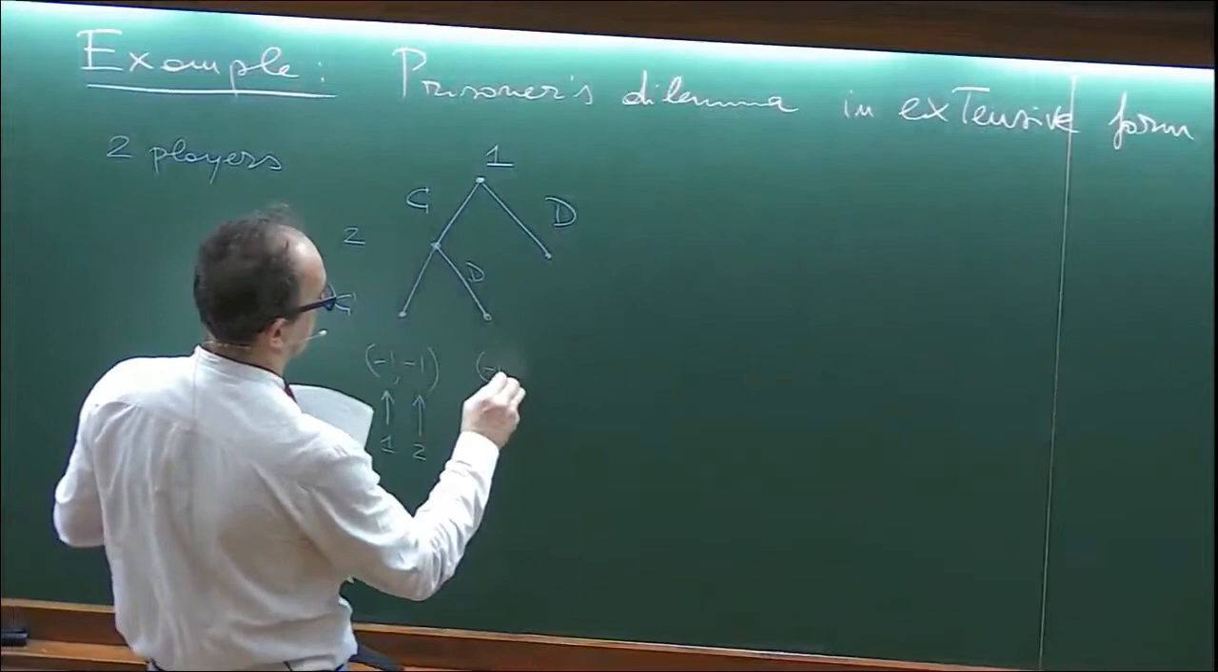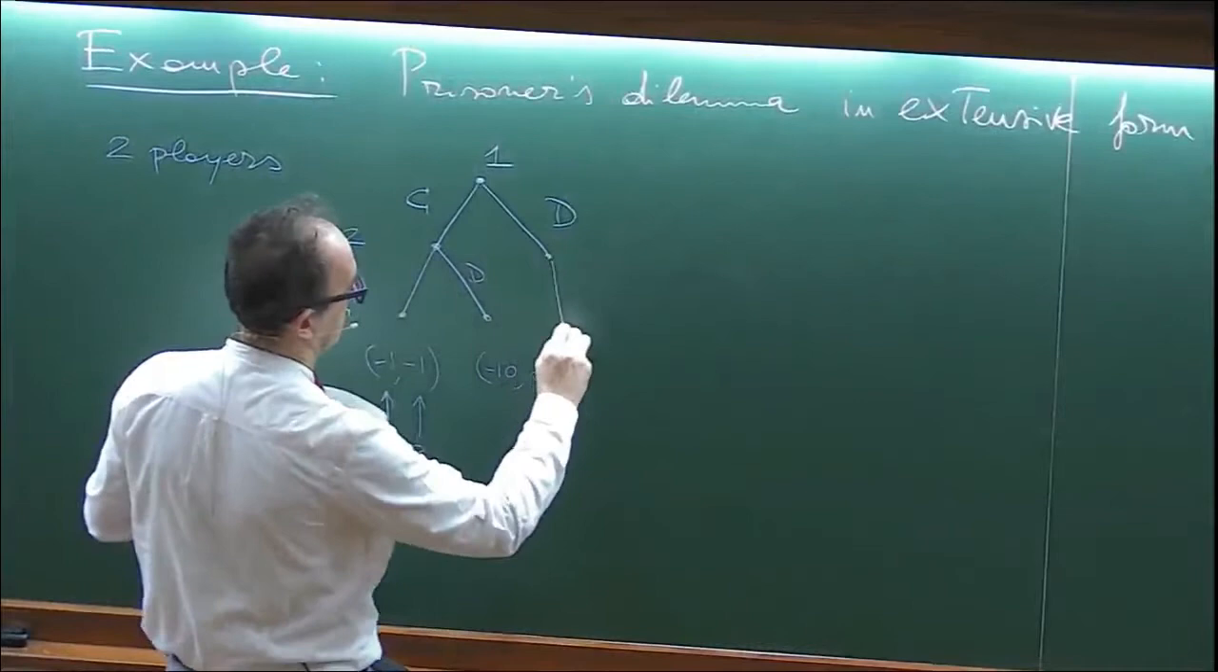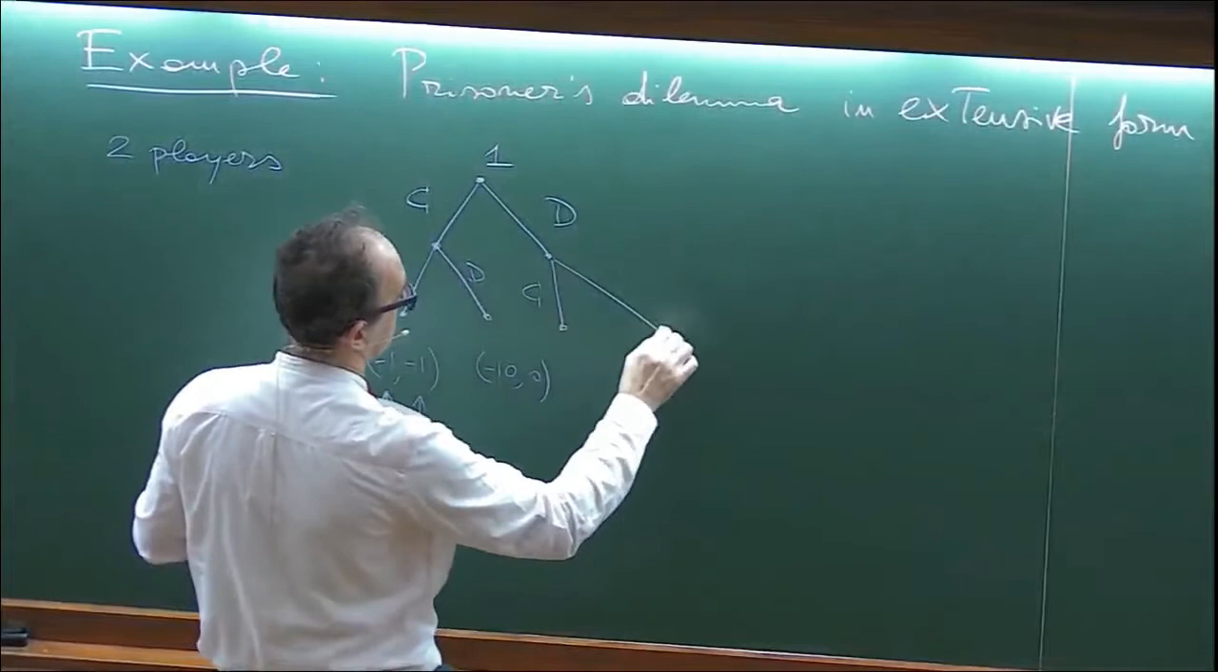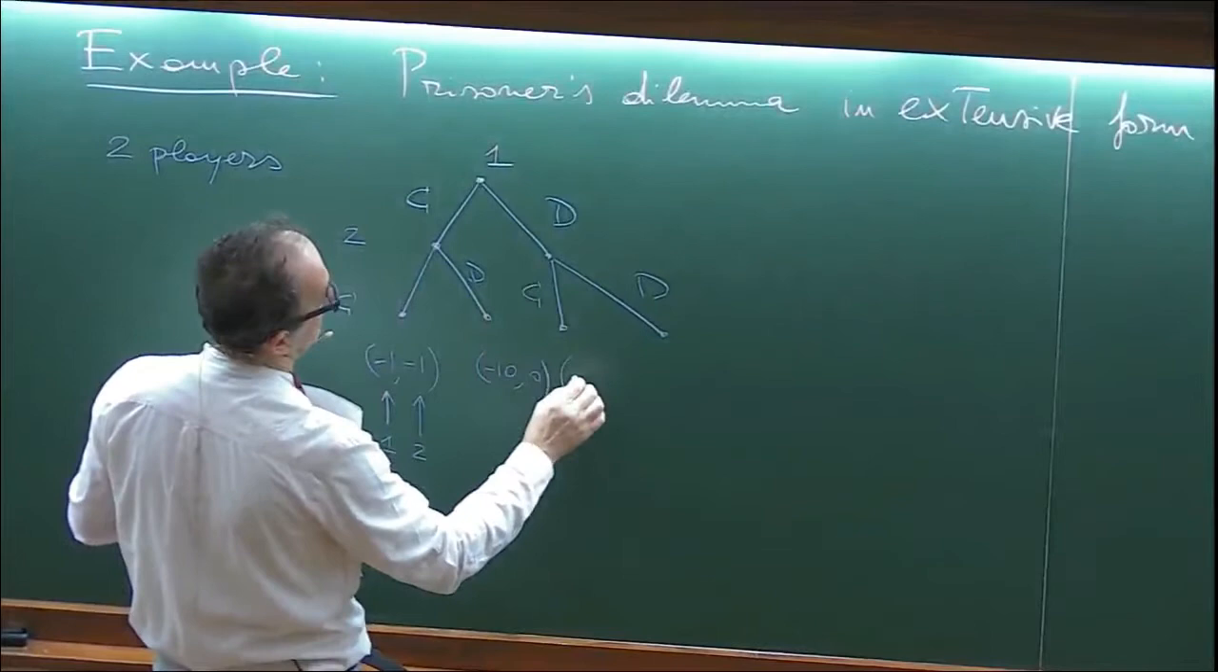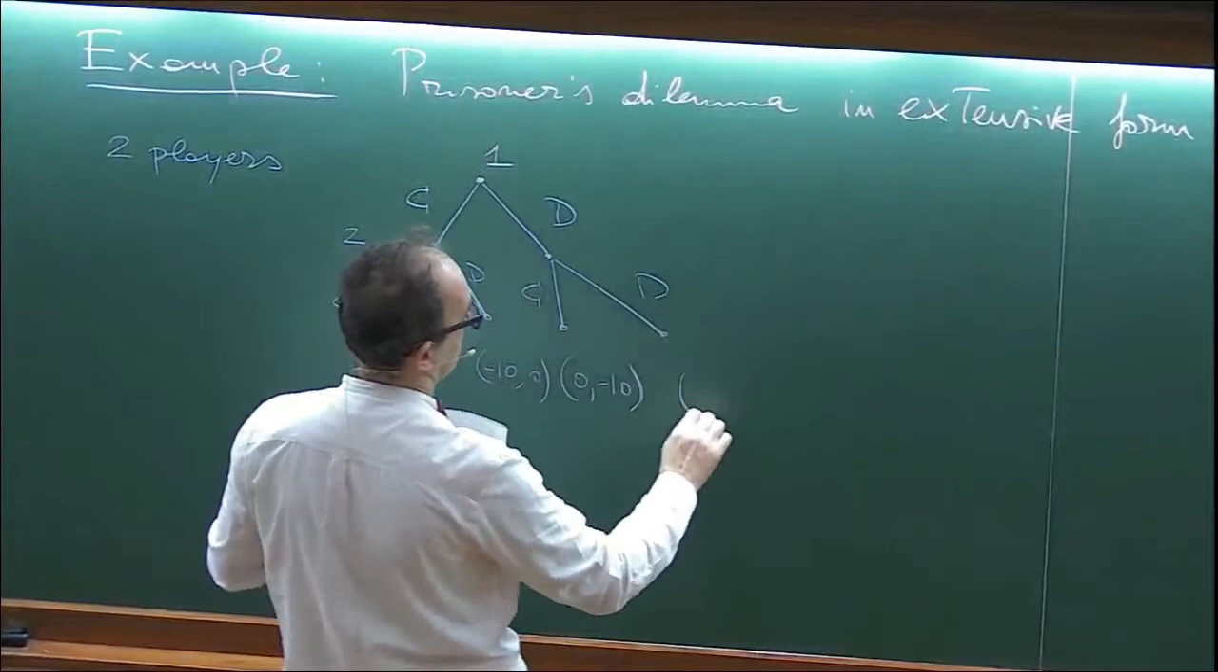And then equally here you could have that player two decides for C or for D. And in this case, player one gets zero and player two gets minus 10. Then in this case, they both get minus 9.